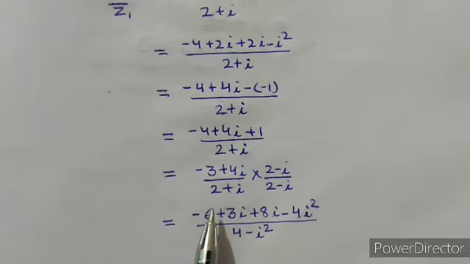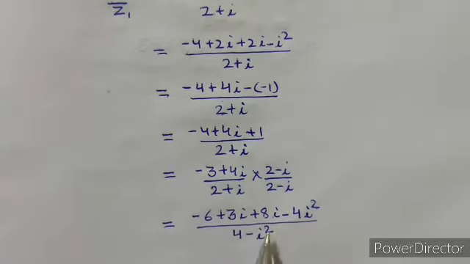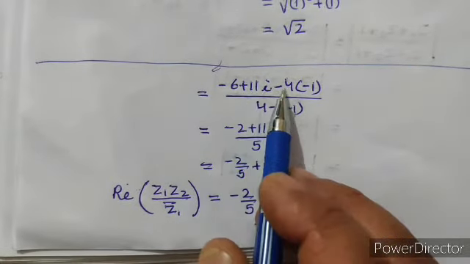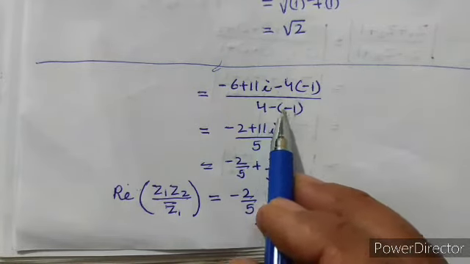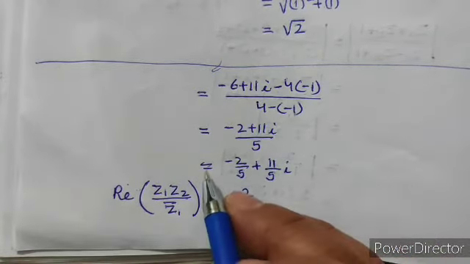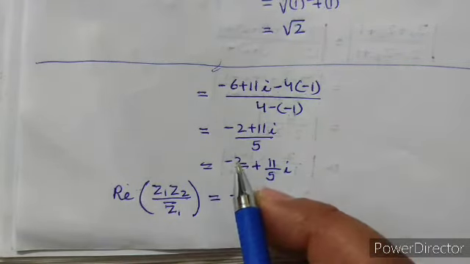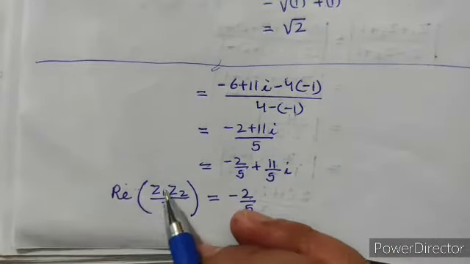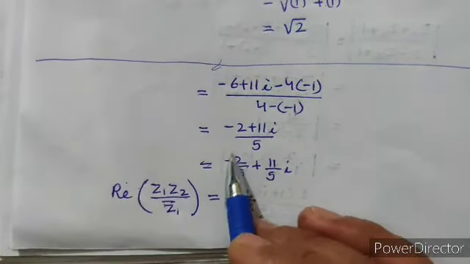and that will be (-6 + 3i + 8i - 4i square) upon (4 + 4 - i square). As you know, i square is equal to -1. So this will be equal to (-6 + 11i - 4 into -1) upon (4 - (-1)). And that on solving will give us Z1 Z2 upon conjugate of Z1 as -2 upon 5 + 11 upon 5 i, and here the real part of Z1 Z2 upon conjugate of Z1 will be equal to -2 upon 5.